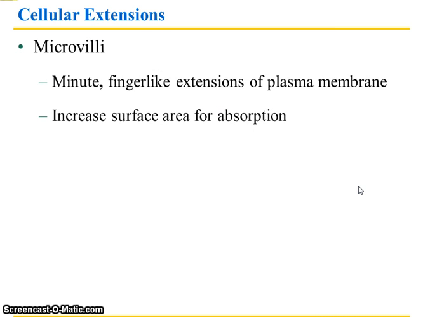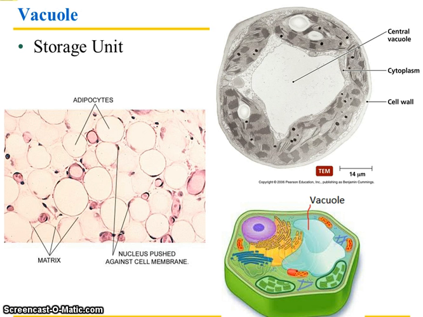And then microvilli. So in some areas, we want to have lots of surface area, more space for plasma membrane, for the proteins on the outside, so that we can absorb more of our nutrients, like in our digestive tract. And next, vacuoles. A vacuole is a storage unit. So in different cells, you can see different types of storage units, different vacuoles.